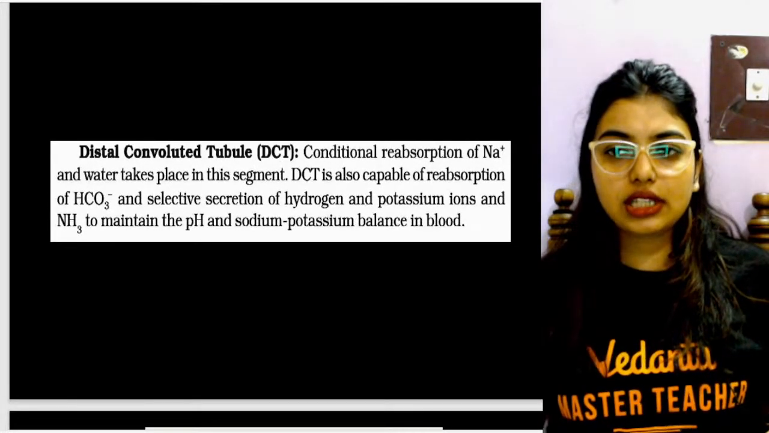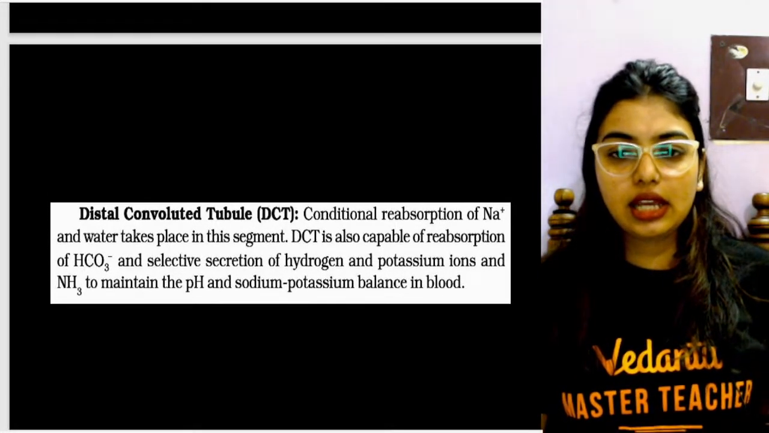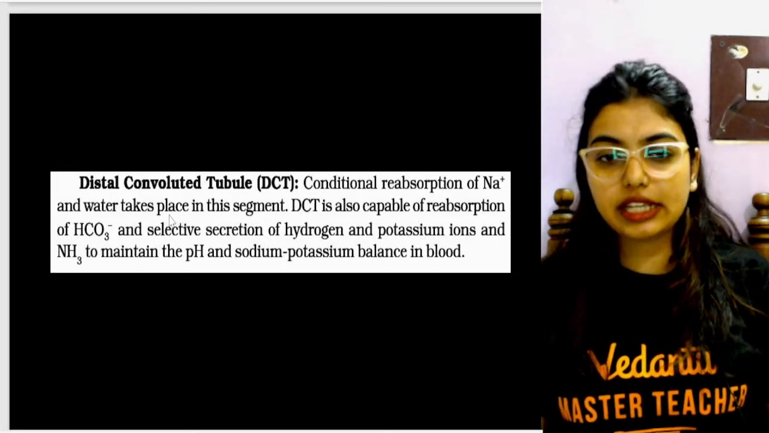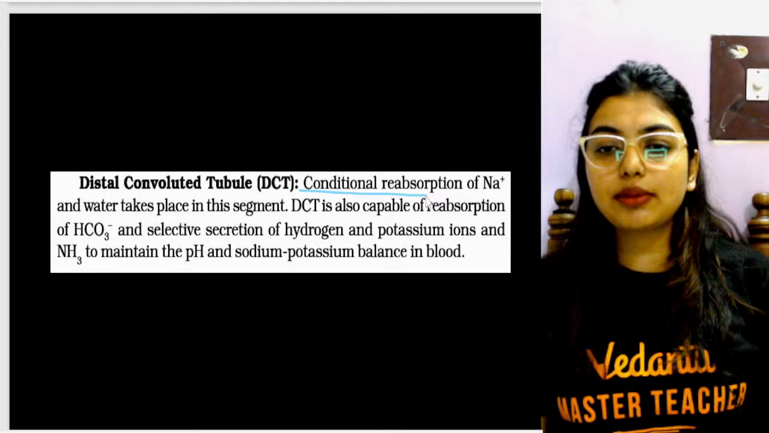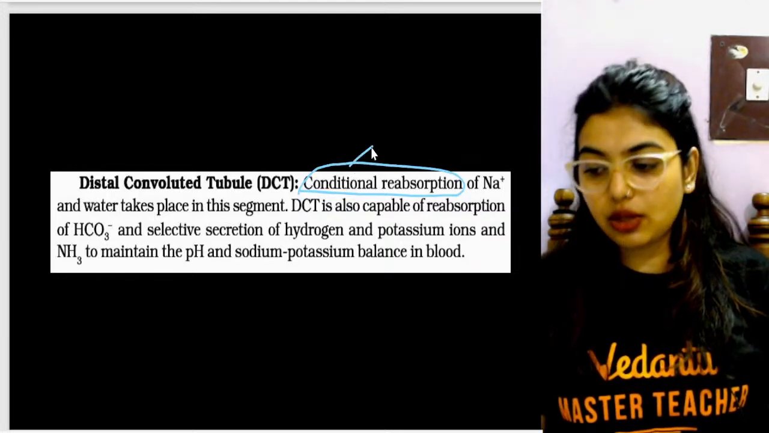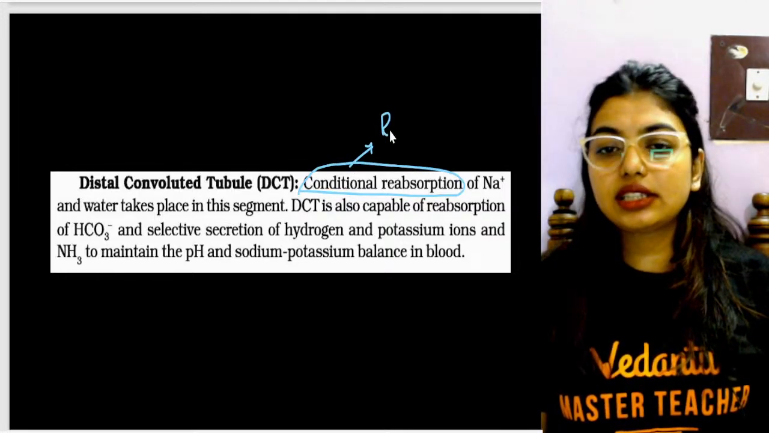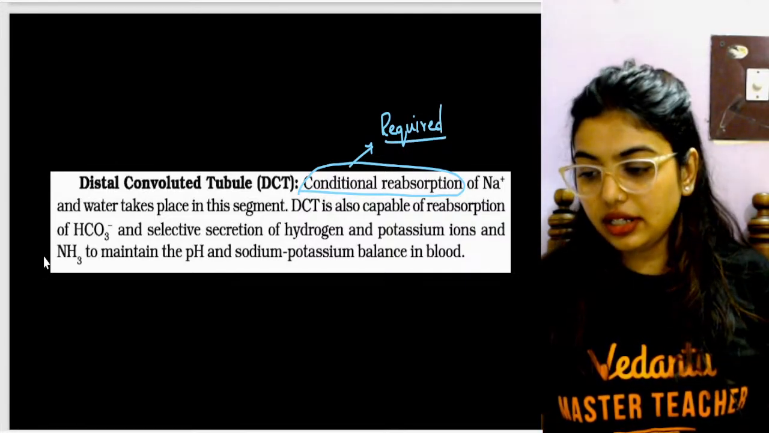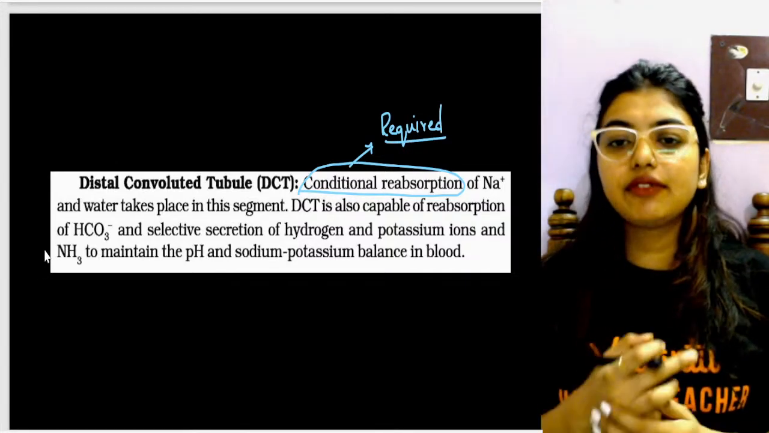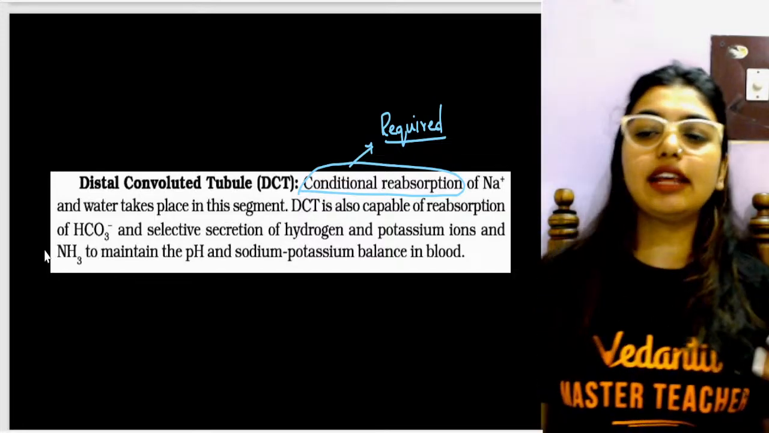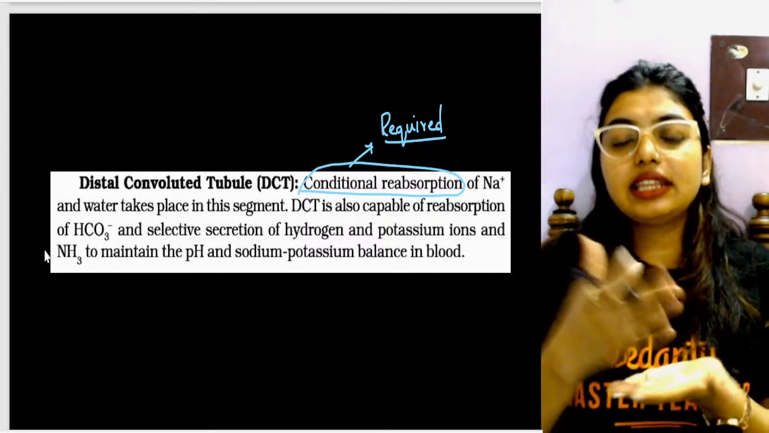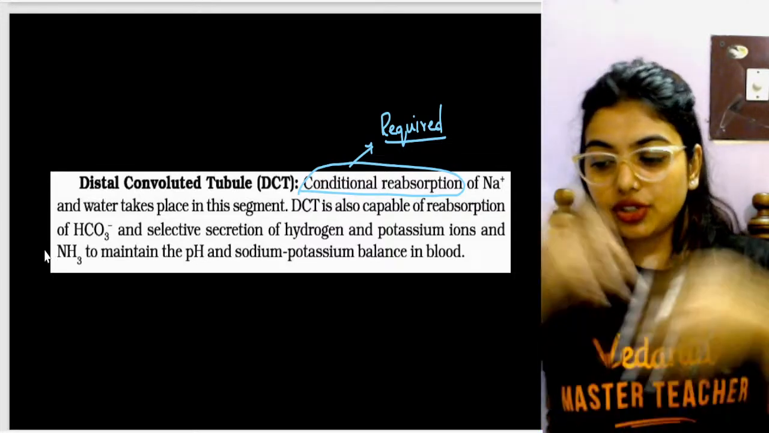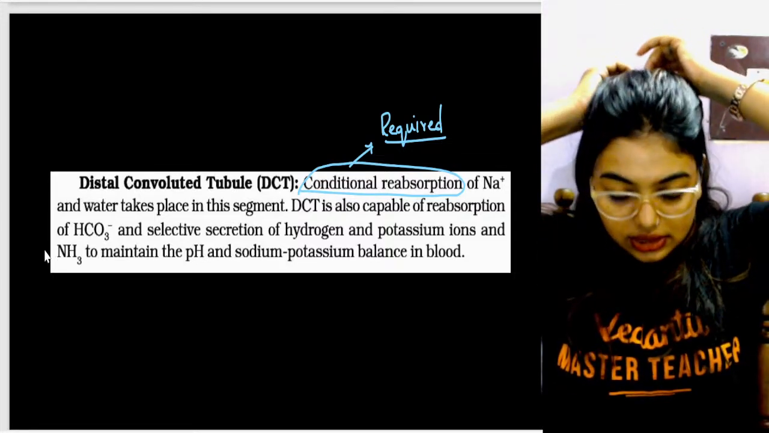Now distal convoluted tubule, students, DCT. This is conditional reabsorption. Conditional reabsorption of sodium and water takes place in this segment. So conditional reabsorption means what? Only when it is required. Only when it is required, it is going to happen. It is not necessary that reabsorption happens every time. When they think that it is really necessary to do reabsorption, they have to do reabsorption. Understood? Yes or no?